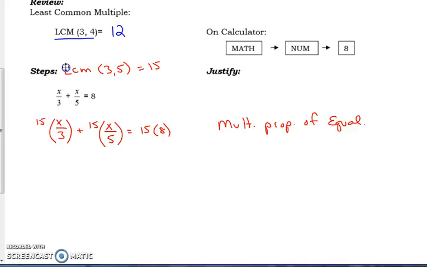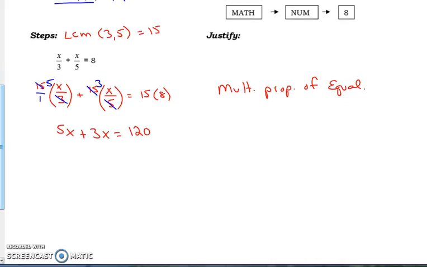Now, the reason that I multiply by the common denominator is so that I can reduce the fractions. Remember, this is like a 15 over 1. So I can say 15 divided by 3 is 5, and I leave that 5 up in the numerator. And then 15 divided by 5 is 3, and I leave that 3 up in the numerator. So what I have now, 5 times x is 5x, plus 3 times x is 3x, equals, and then I have to do 15 times 8. There's no reducing to do there because I don't have any fractions on that side, and 15 times 8 is 120. So my justification is just that I simplified fractions.